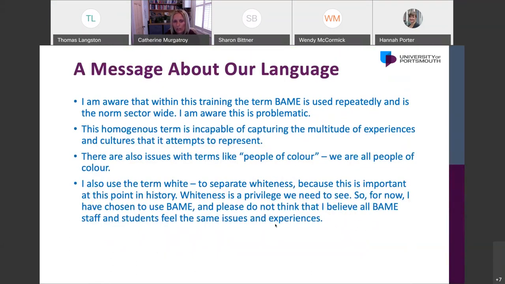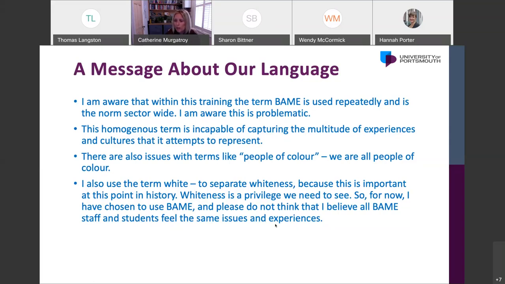Before we start, I just wanted to make a bit of a disclaimer, which is that throughout this session, I'll be using the terms BME and also the term white. But I understand that those terms are problematic. They may be the norm sector wide, but they're not without their challenges. The term BME is a homogenous term, really incapable of capturing the multitude of experiences and cultures that it attempts to represent. There are other terms that people use, for example, people of colour, but actually that's problematic too, because what tends to happen is white people refer to anyone who is not white as a person of colour, when actually we are all people of colour.